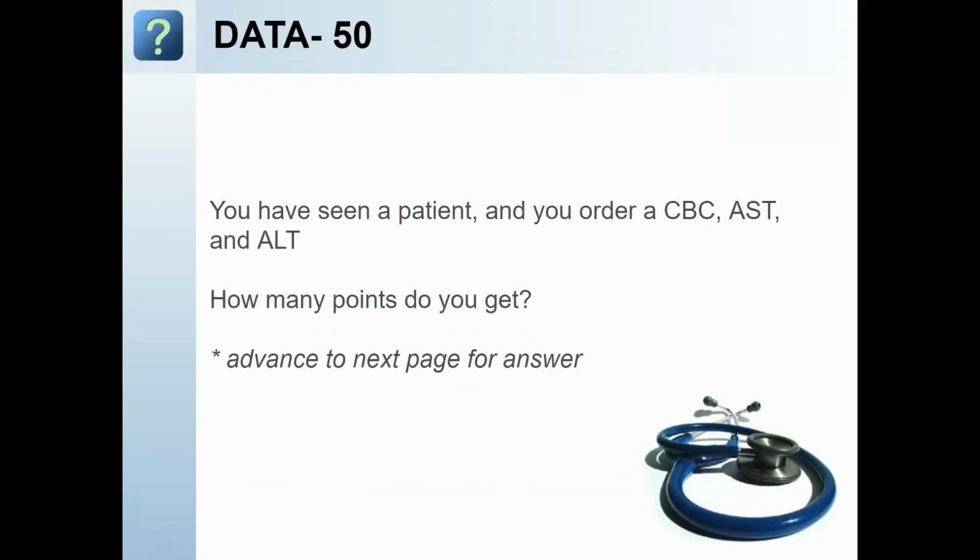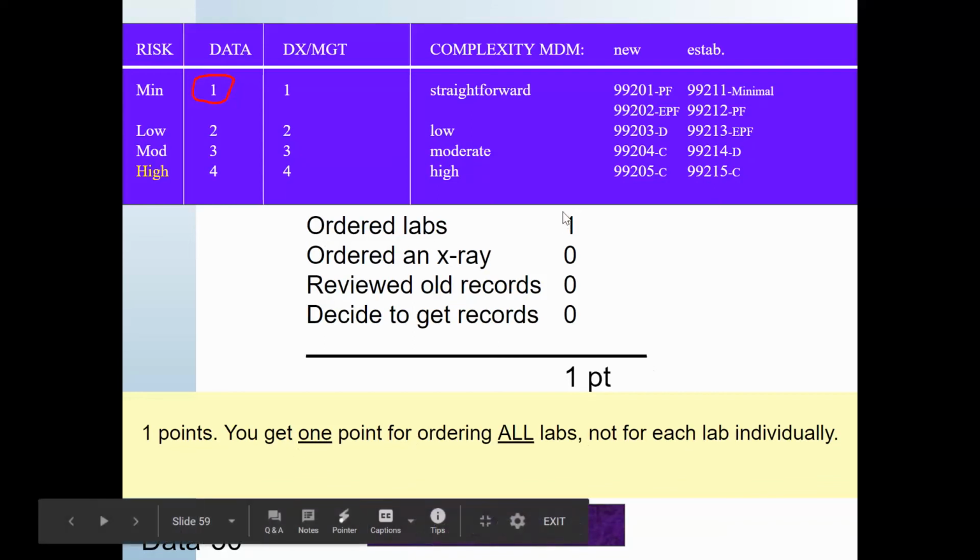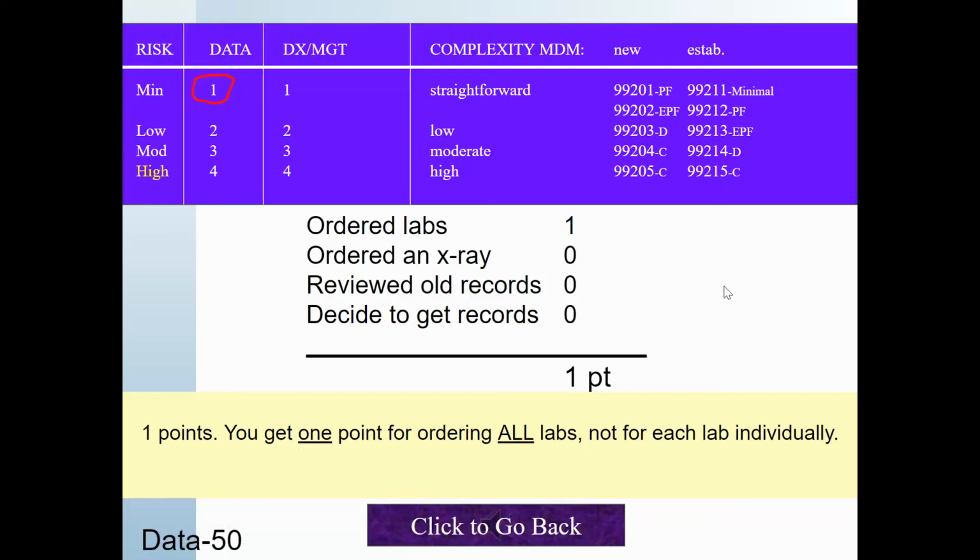Okay, let's do data for 50. You've seen a patient and you order a CBC, an AST, and an ALT. How many points do you get in the data section? You probably already know that. You just get 1 point. All the labs you order is just 1 point. And I said this almost rhetorically just to make sure everybody gets it. The data section is such an easy section for you to learn as well.